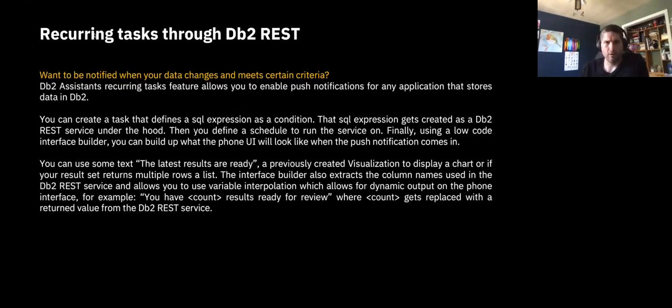And then finally, using the low-code interface builder, you can build up what the phone UI will look like when the push notification comes in. So you could use some text like the latest results are ready. You could use a previously created visualization, display a chart, or if your result set's going to return multiple rows, you can return a list in the phone. You can also extract column names used from the Db2 REST service and use those as variables, allowing for dynamic output. So you can have something that says you have a count of your results ready for review.